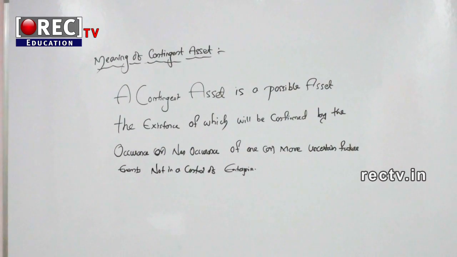And now a provision can become a contingent liability based upon the situations. Now at last we are going to see the meaning of a contingent asset. A contingent asset is a possible asset, the existence of which will be confirmed by the occurrence or non-occurrence of one or more uncertain future events not in the control of the enterprise. So it is treated as a contingent asset.